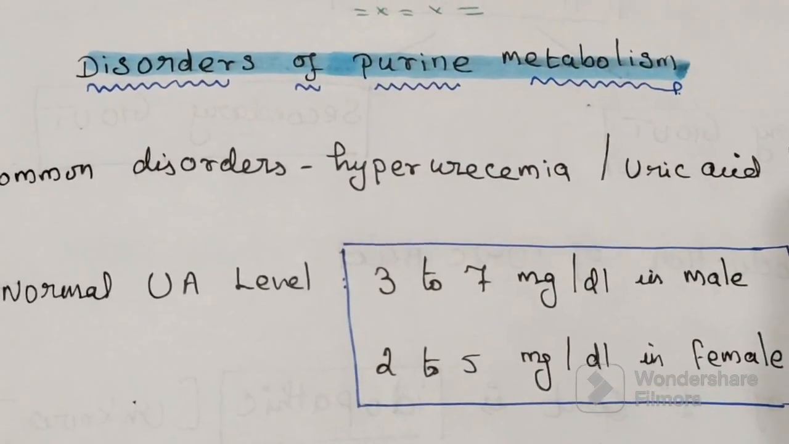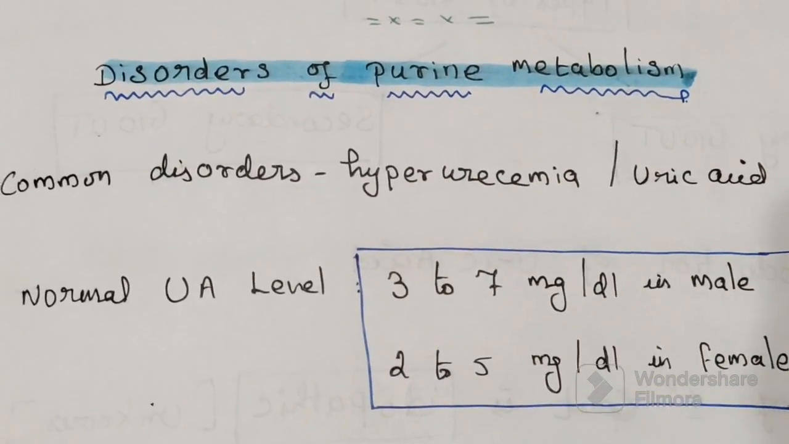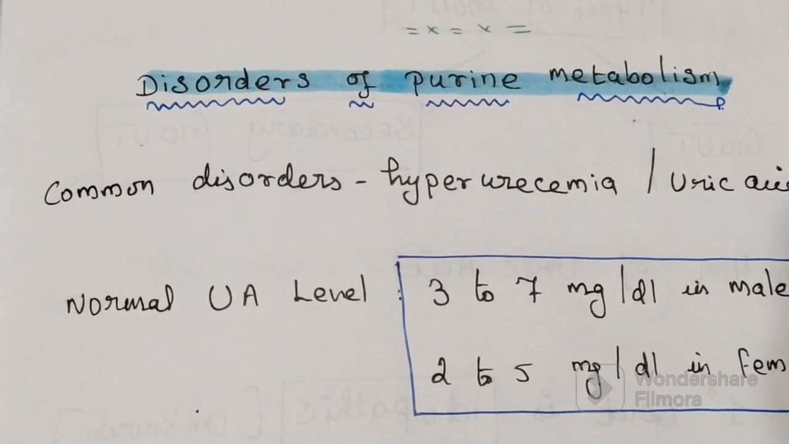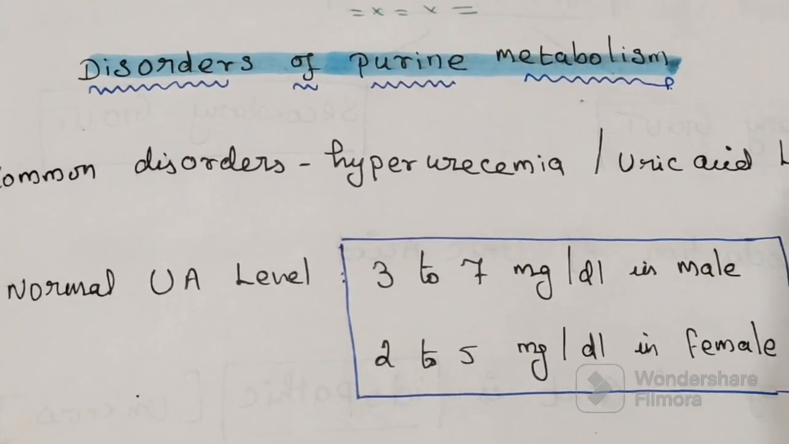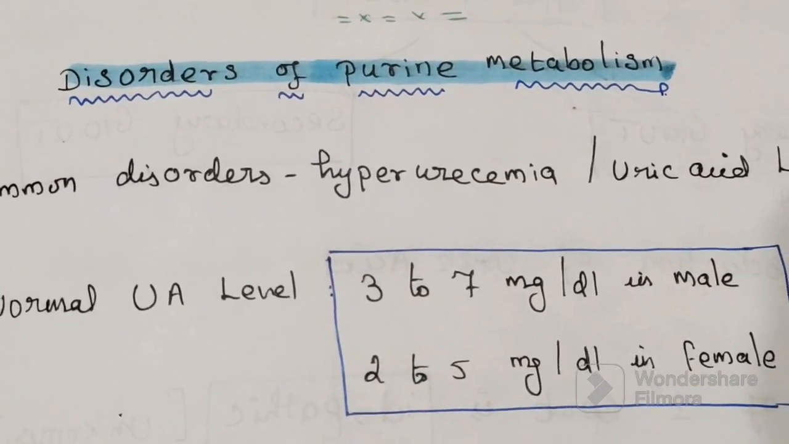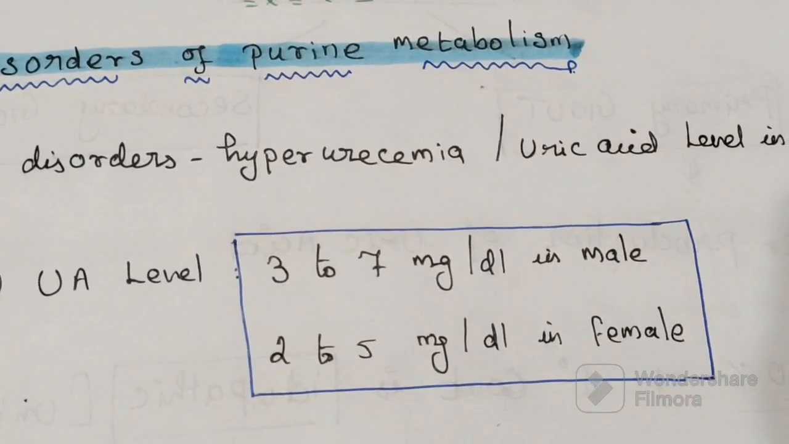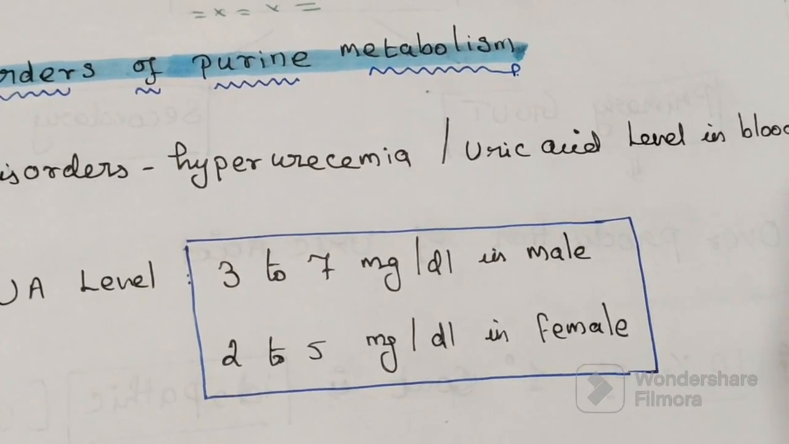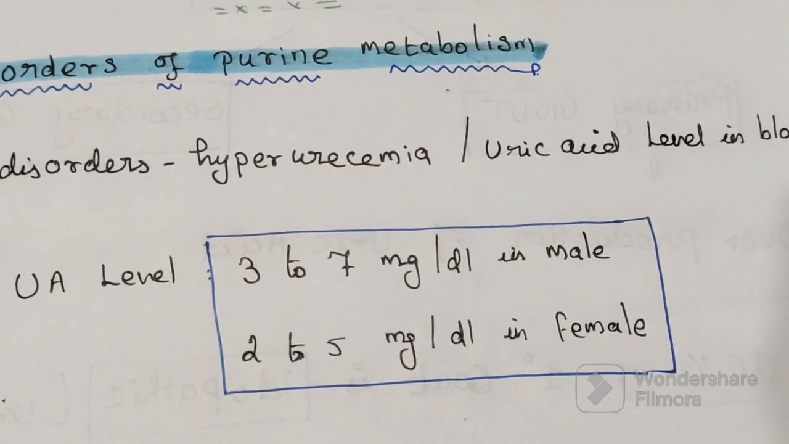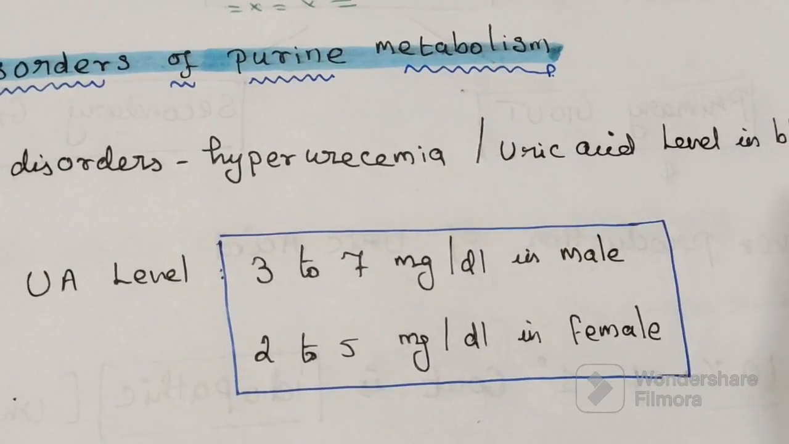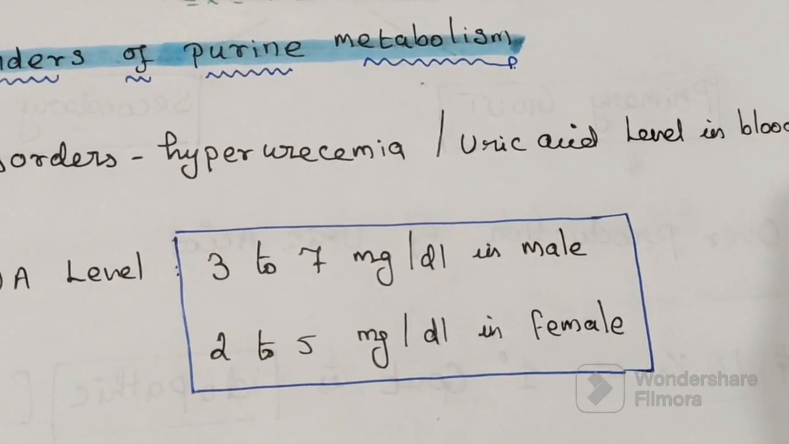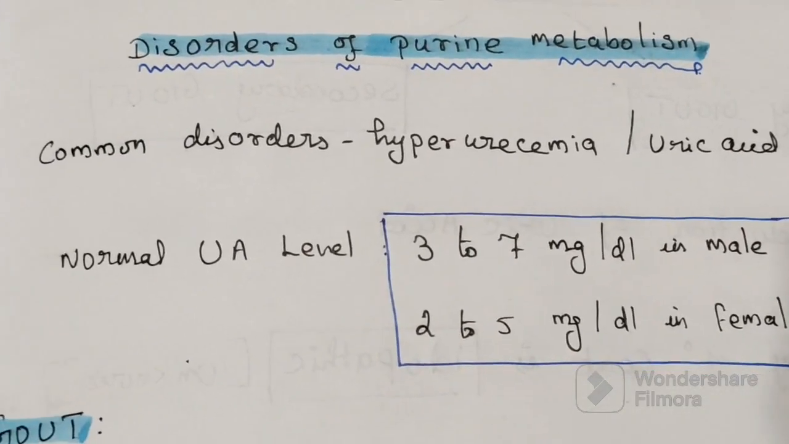In this video, we'll discuss disorders of purine metabolism. The most common disorder of purine metabolism is hyperuricemia, or increased uric acid level in blood.